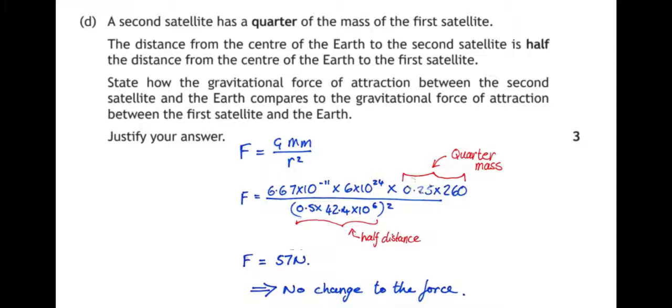It's important in this question, by the way, if you do work it out, that you also make that final statement, because the question says, state how the gravitational force of attraction compares. If you don't make that final statement, that there's no change to the force, then you cannot get all of the marks, even if you have correctly justified it. The statement is still required.